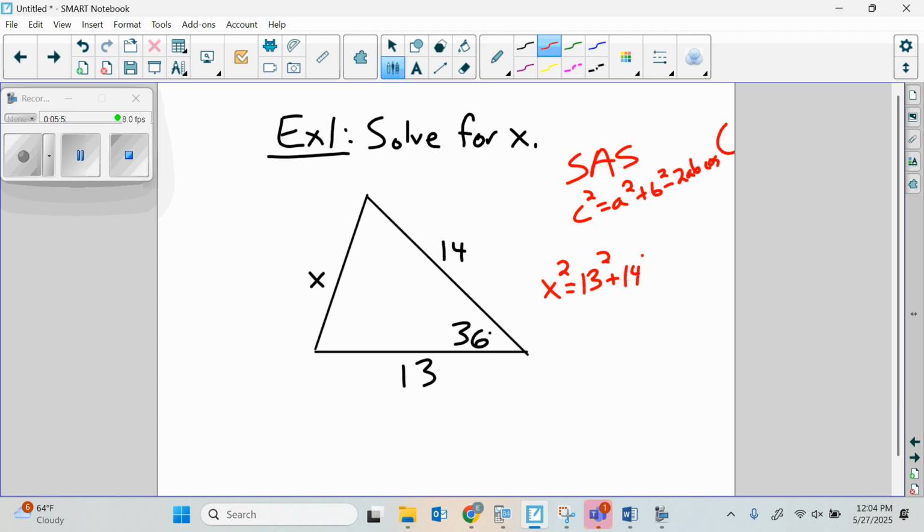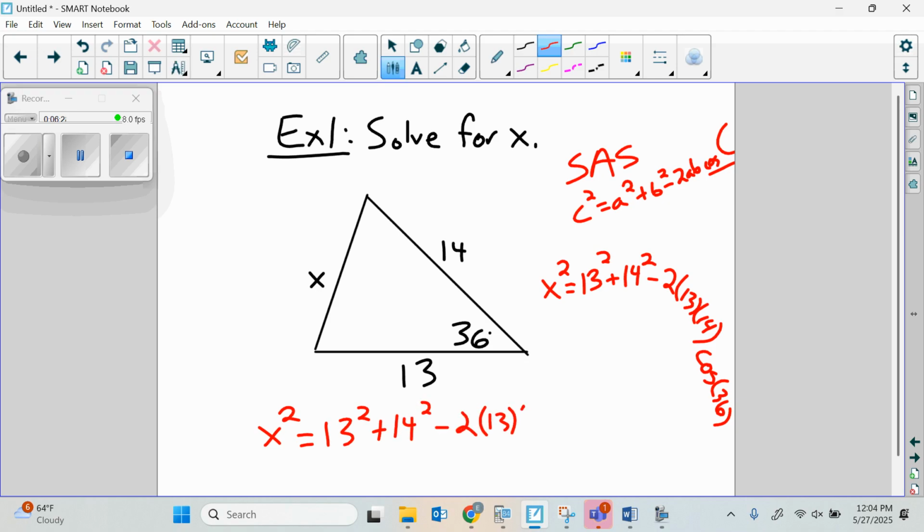and 14 be b. So I'll have x squared equals 13 squared plus 14 squared minus 2 times 13 times 14. Sorry, I'm not writing on an edge here. Cosine of capital C. That's the angle I know. So in this case, that's 36. So I'm going to say cosine 36. I'm actually going to write that down here so it's a little bit easier to see. X squared equals 13 squared plus 14 squared minus 2 times 13 times 14 cos 36.